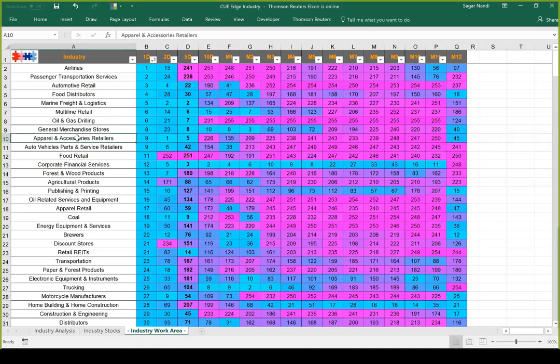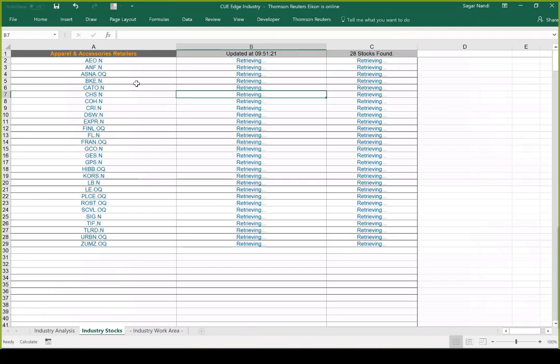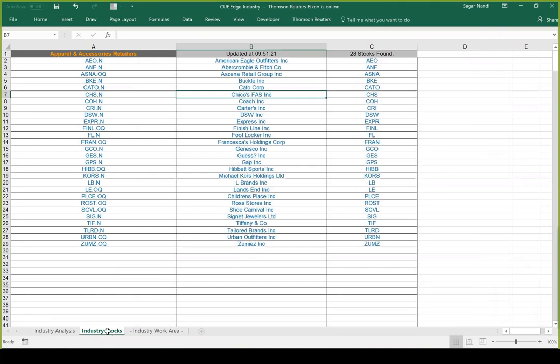If we put the cursor anywhere on the row and click on this components button, then we can see some of the stocks in that industry, which will come in the industry stocks tab. And we could plot some of them on QSonar or on Q charts to see if there was a potential day trade. GCO is one of the stocks that was brought from this drill down.